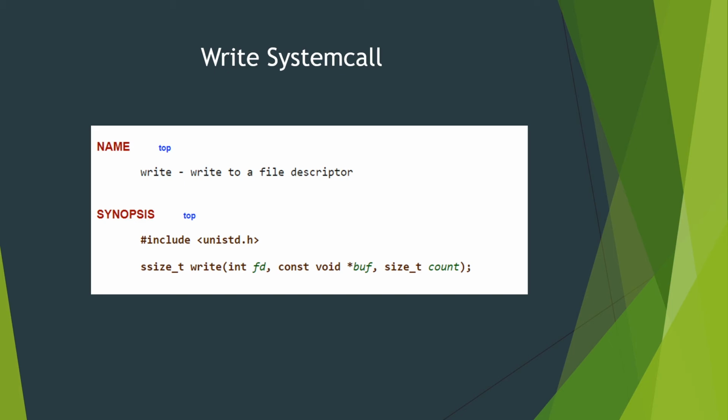So we are going to place 1 if we want to write the data onto our screen. Then we need to specify the pointer to the data, and then the number of bytes you need to write to this file descriptor. I hope you have understood, guys. We are specifying where to write, what to write, and how much to write.